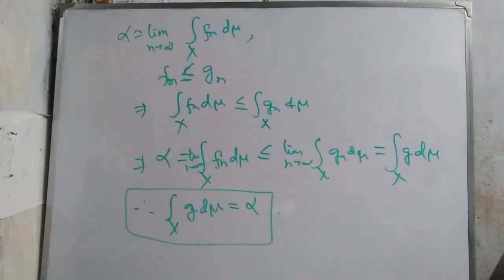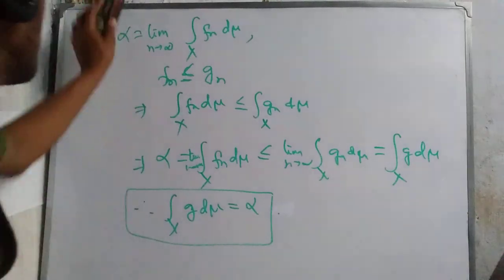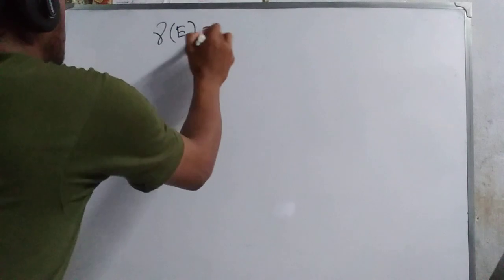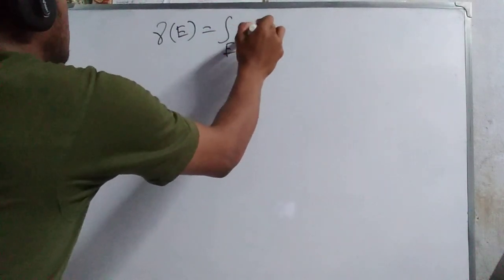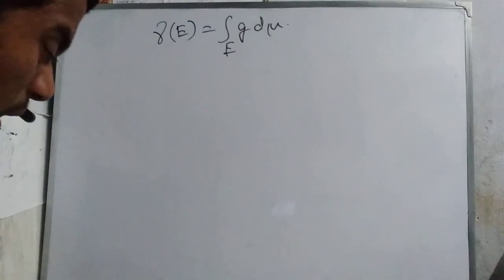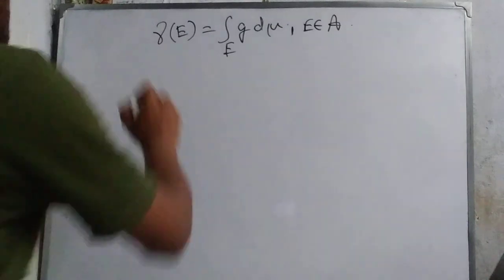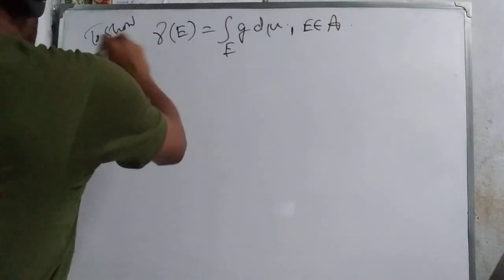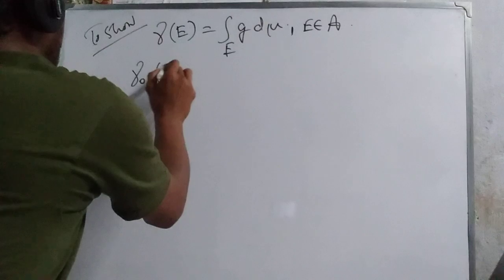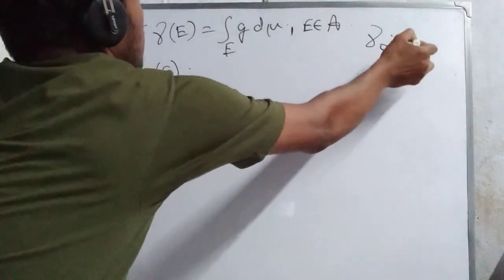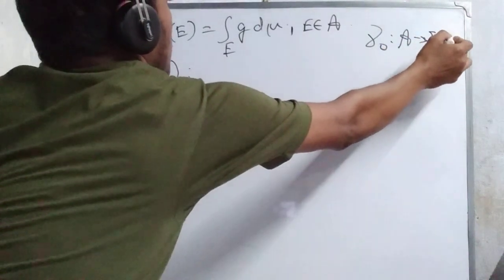Now we have to show that gamma of E equals the integral over E of f d mu, for all E belonging to this algebra. Then we construct some gamma 0 of E, and obviously gamma 0 is defined from this algebra to 0 to plus infinity.